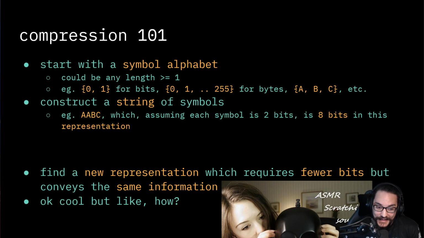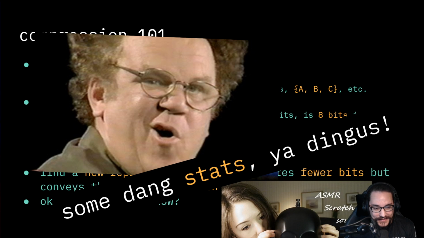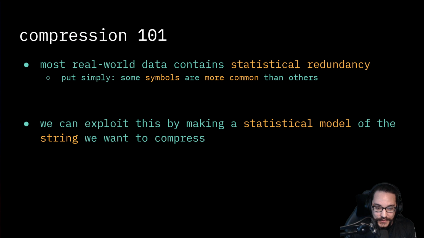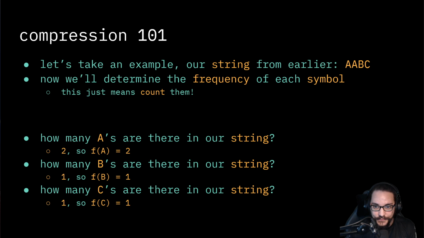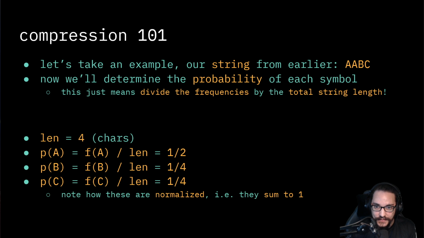So that sounds great, but how do we do that? And we do that with stats. So the first thing we'll do is construct a model. Most real world data contains what we call statistical redundancy. Basically some symbols are more common than other ones, and we can exploit this by making a statistical model of the string that we want to compress. Just as an example, we can take that same string, AABC, and determine the frequency of each symbol within that string. That literally just means to count them. So how many A's are there in this string? Well, there's 2. And then B and C each occur only once.